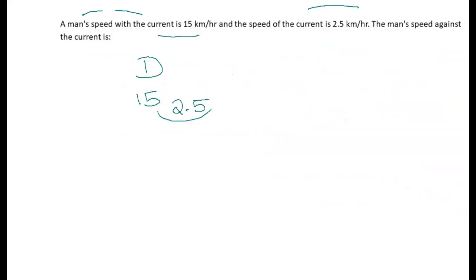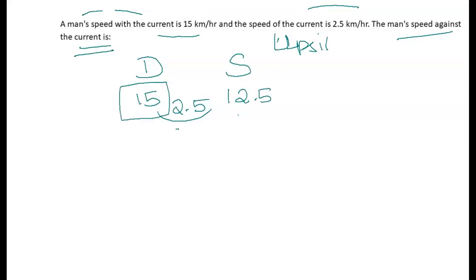The man's speed against the current is asked. What does against the current mean? They have asked for upstream. And for that, what we have to understand is your downstream is 15, the stream speed is 2.5, and we know still water speed is the speed in non-moving water. It is going to be 15 minus 2.5, which is 12.5. Why 12.5? Because if you add this 2.5 to this 12.5, you get downstream. This is the water speed without any support, and when the stream speed is added, you get downstream.